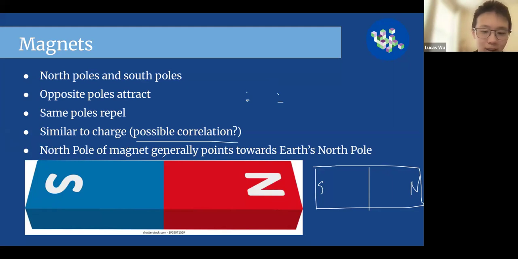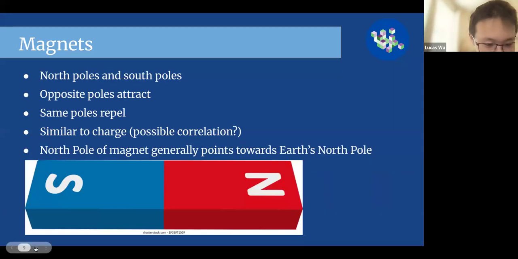The north pole of the magnet generally points towards Earth's north pole. Yeah, we'll get into that in a bit. It's actually a bit confusing and a bit counterintuitive. But yeah, let's just go on to the next slide. You'll learn about that in a bit.